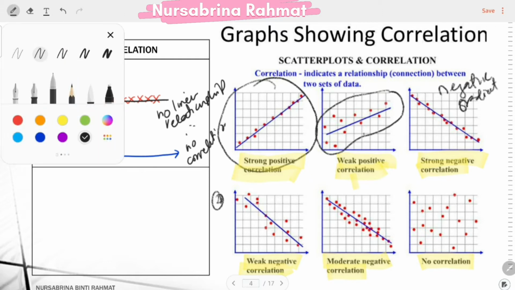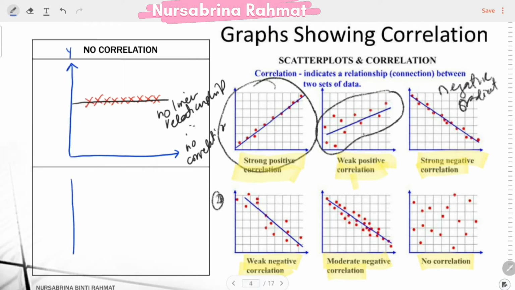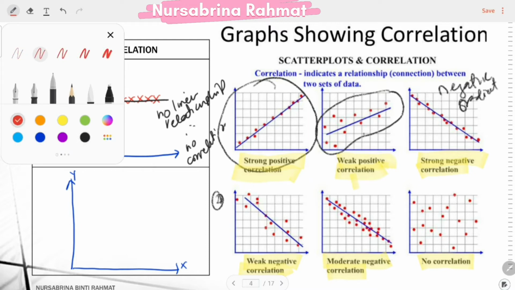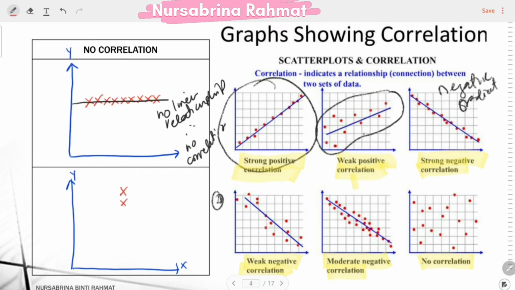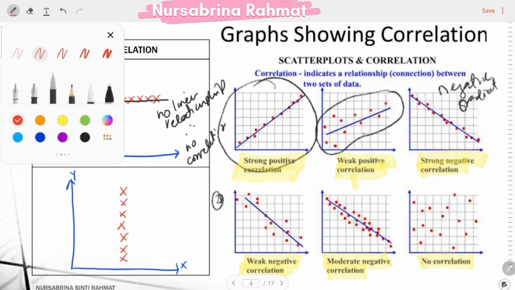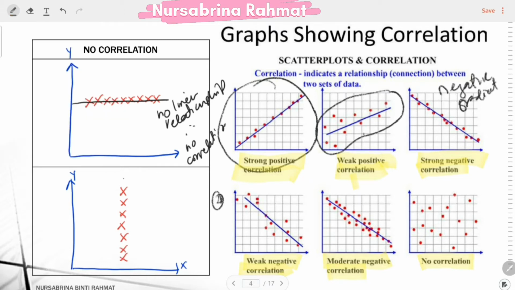Okay, so another example. Y-axis, x-axis. All the points lie at a constant x value but varying y value. So this time too, it gives you a straight line but a constant value, so no linear relationship as well, therefore no correlation.